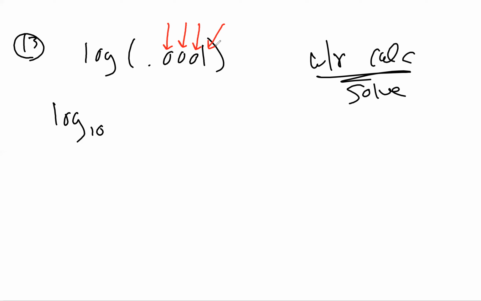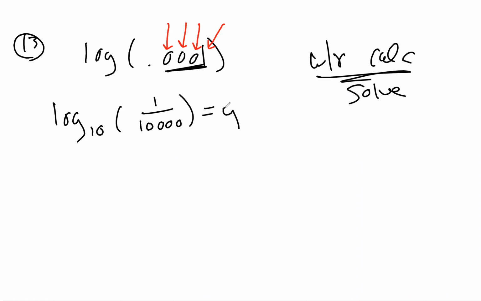Okay, and so what we're going to do is rewrite this. Since it's on the right hand side of the decimal, we know it's an actual fraction. It's not the number 10,000. So we're going to write this as 1 over 10,000. And this fraction that we've just written, this is the number 1 over 10,000, which is equivalent to this.